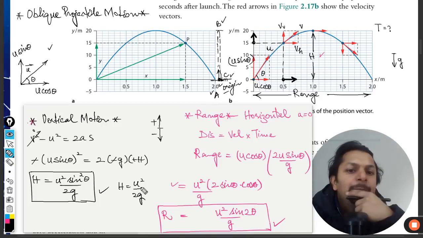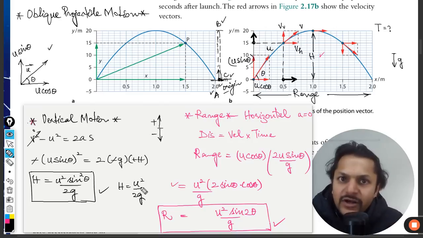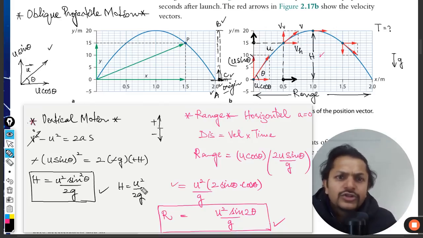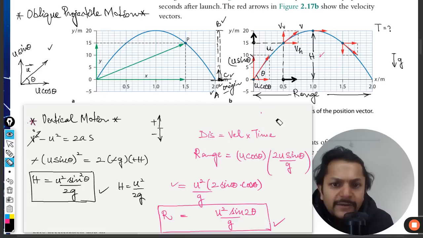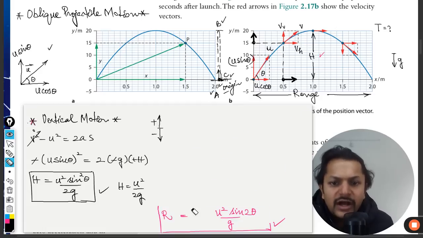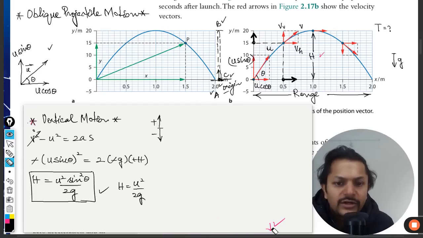Okay, these are the three main things that we cover here, but there are a couple of other things also that I'm going to tell you now. So, what are they? Some fun facts regarding projectile motion, you can call it.